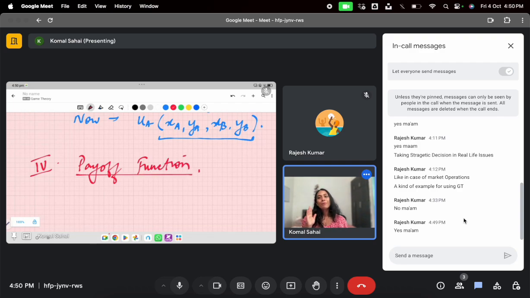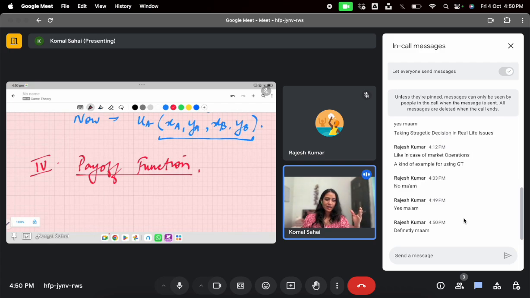Right? So payoff function is nothing but utility functions. These are your utility functions. You have done utility functions in your micro. Here, utility functions take particular functional forms, Cobb-Douglas, or say utilitarian, or perfect complements. You have done all these, right?